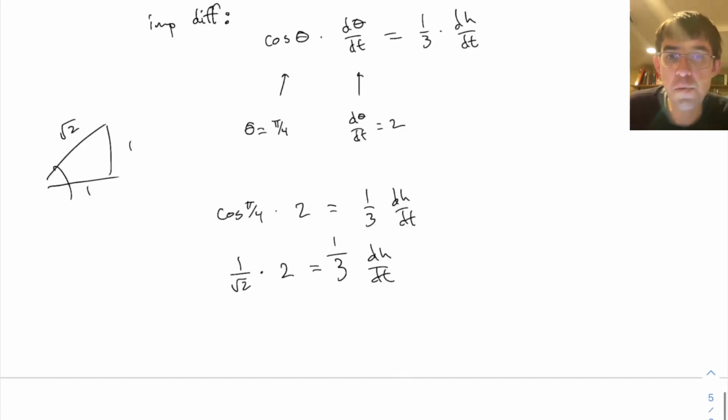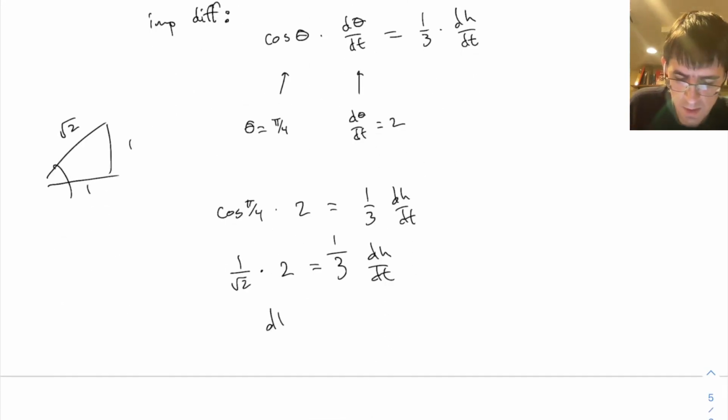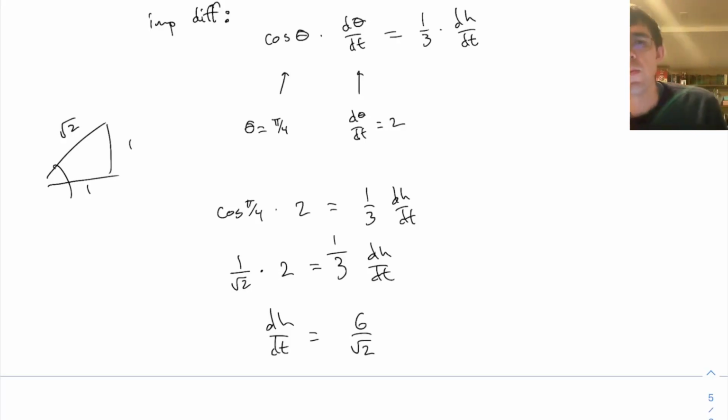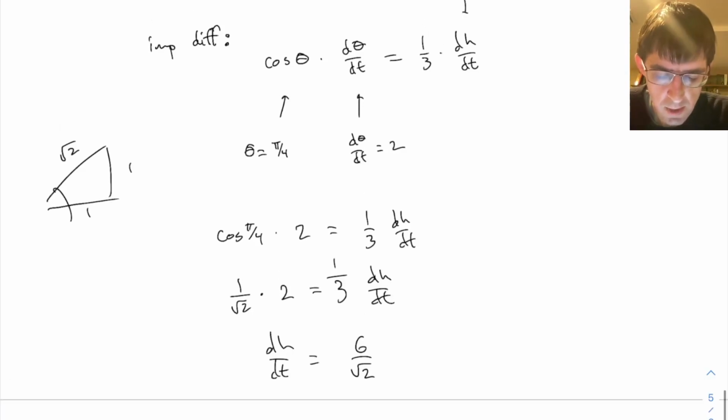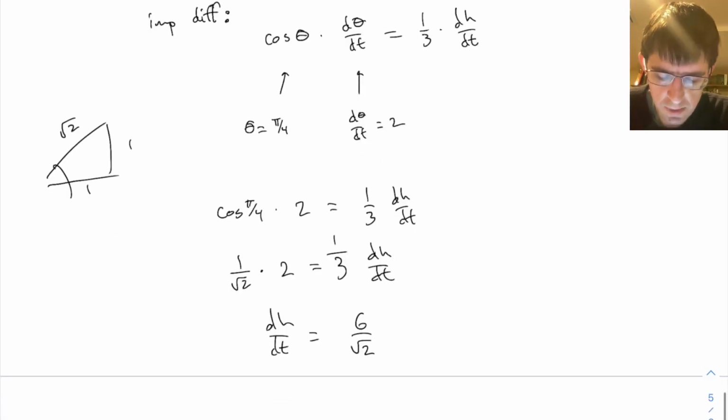Multiply both sides by 3. It says dh dt equals 3 times 2 over root 2. So this is 6 over root 2. That's it. So that means the side on the right is increasing at that rate at the moment that the angle is 45 degrees. 6 over root 2.